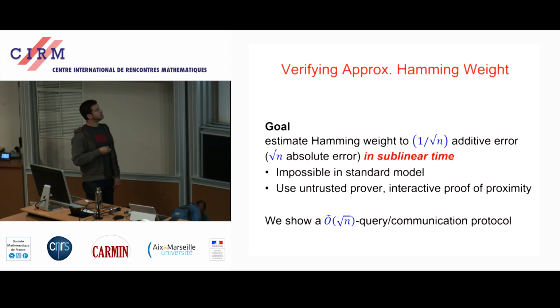So the goal is to estimate the Hamming weight. What the prover and the verifier both have... Now we're going for sublinear time. So we're in this proof of proximity setting, and the input is an n-bit string of zeros and ones.